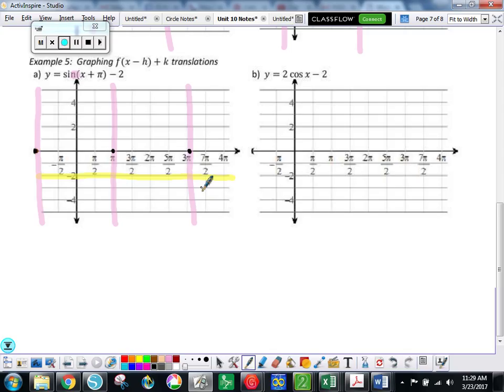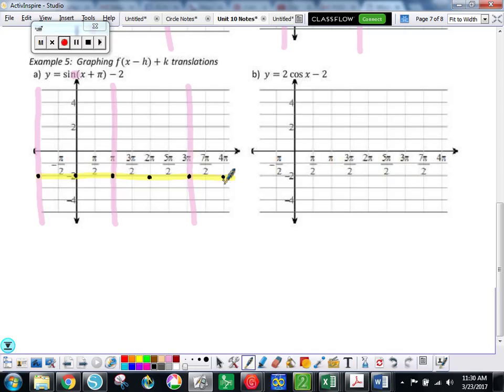The negative pi? Oh, yes, I screwed up. My new 0 isn't at the 0, it's where? At the -2. I forgot to shift it down. Thank you. Then halfway between there, where are we at? It's the sine function. We're still at 0. Halfway between there, we're at the amplitude.